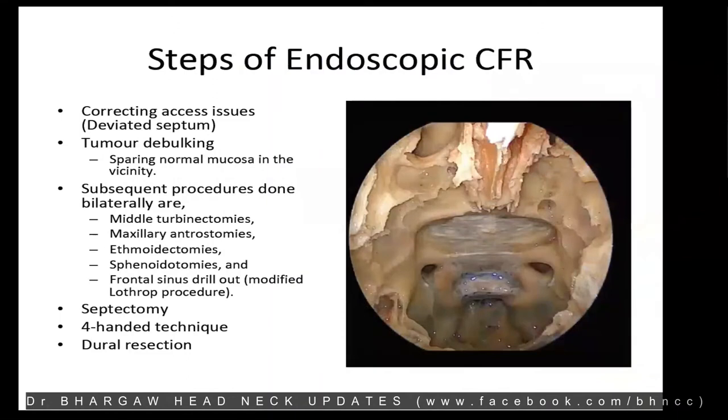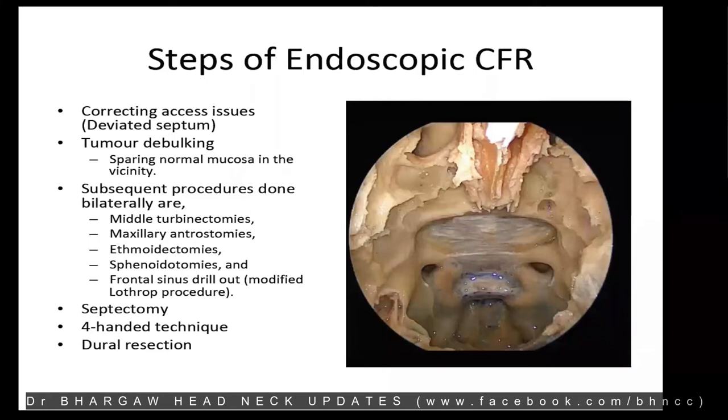Now, let's see the important steps of endoscopic CFR, that is the transcribriform approach. First thing is to correct access issues. That is, if there's any deviated septum and all that, that needs to be corrected so that you have adequate access to go in. Then the other thing is tumor debulking, and this can be done with a microdebrider, but we should spare the normal mucosa in the vicinity, because that will help to achieve negative margins once you have removed the disease, and it can also prevent implantation to a large extent.